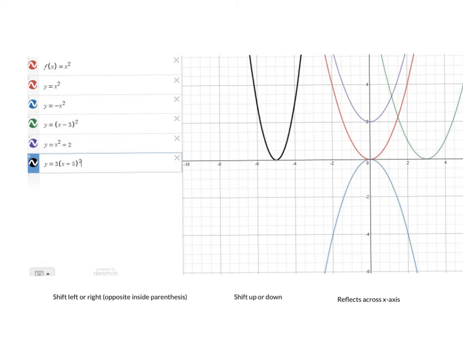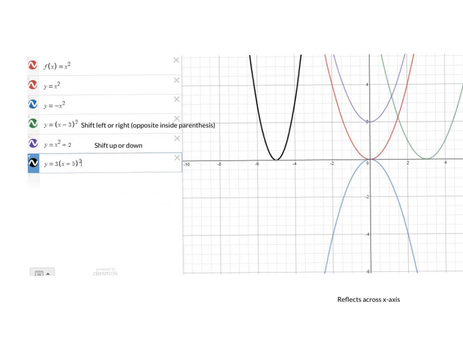And then same thing here, inside the parentheses, notice I subtracted 3. That's going to shift it to the right 3 units. So you can see the green one has gone to the right 3 units because we subtracted this 3. It's kind of opposite, but again, that is how it works when it's inside the parentheses. And then on this one here, I've taken the parent function x squared and I've added 2. That shifts it up 2 units.